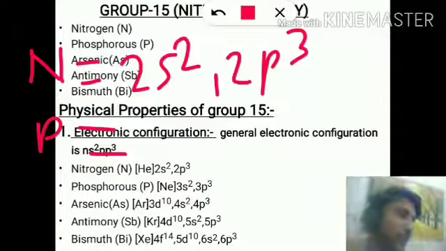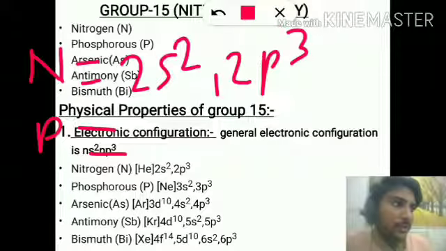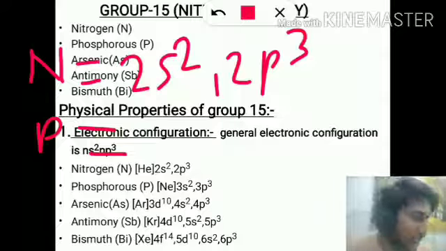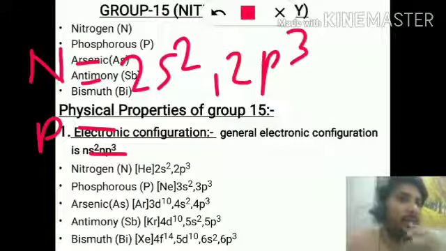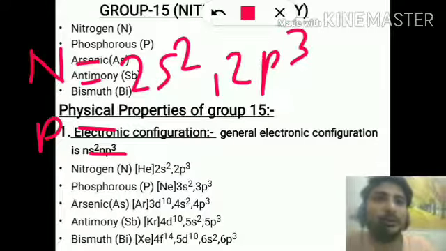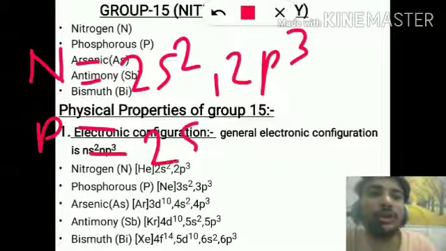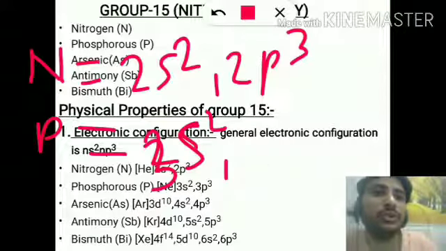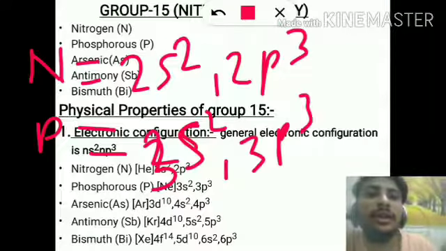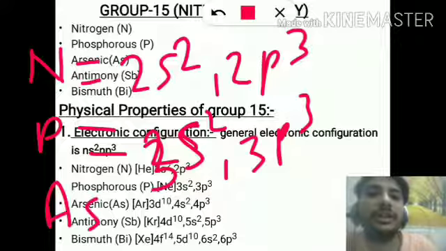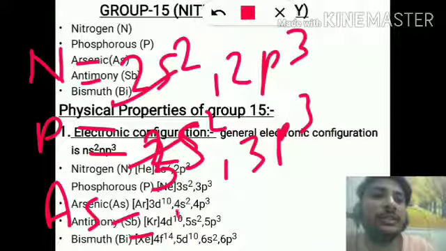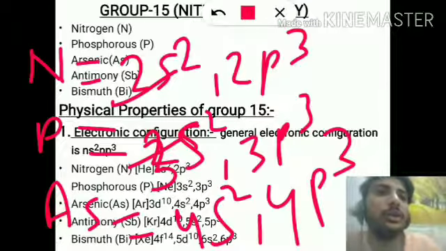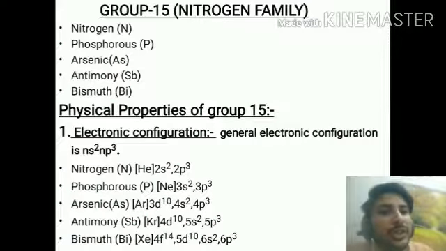If you are unable to remember the series of the nitrogen family, you can learn a simple trick: Neha, Pooja, Aslam, Sab, Bhikari. This is a simple trick. Now phosphorus is 1s2 2s2 2p6 3s2 3p3 because it is present in the third period. Then arsenic has 4s2 4p3. This is the general electronic configuration, so we can find it now.